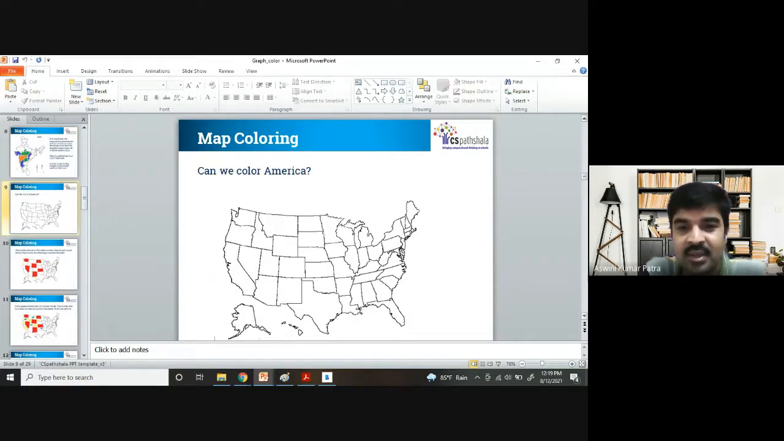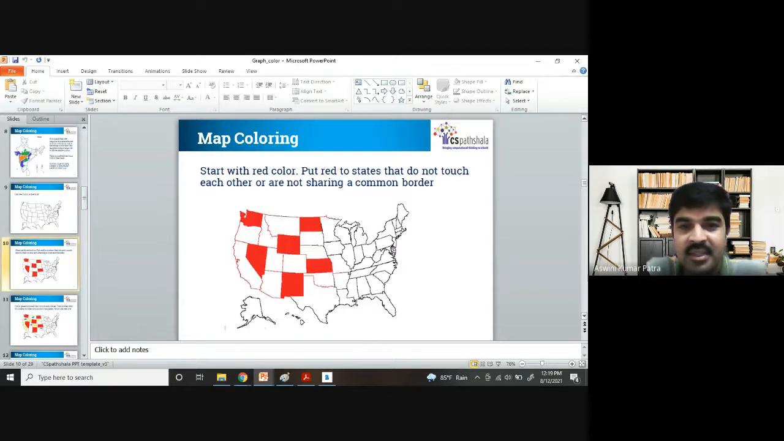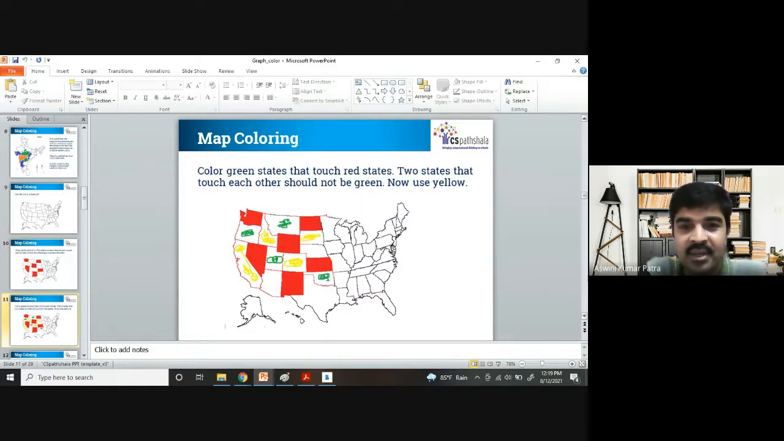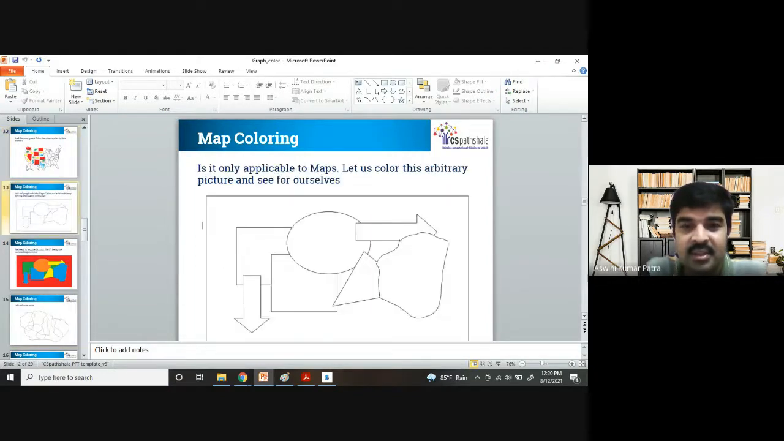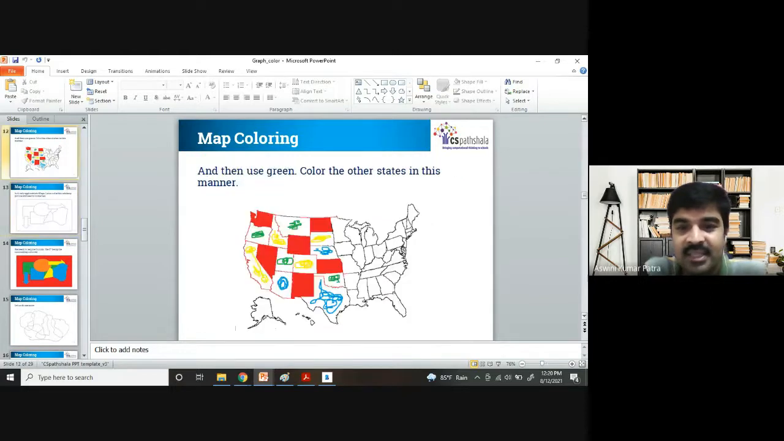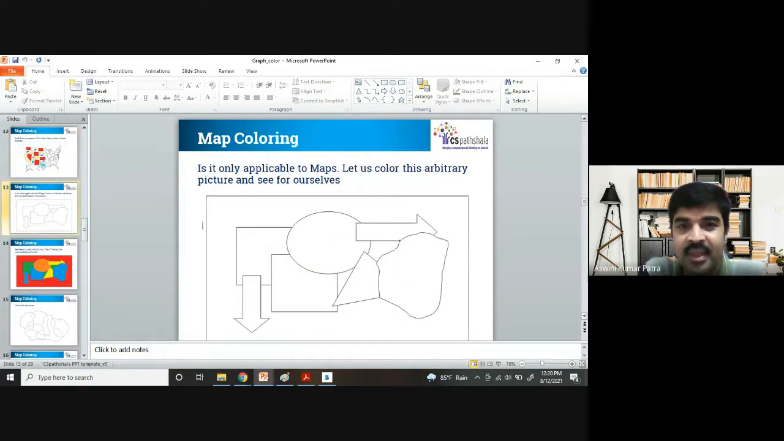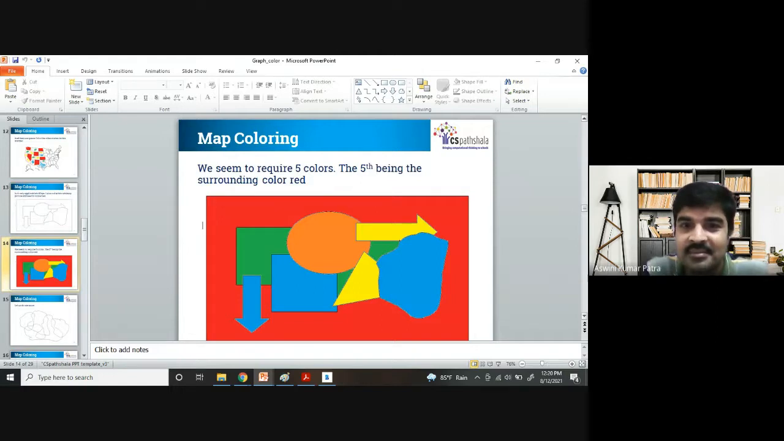Let's look at this figure. We tried with red. We tried with some different colors. Okay, that's an example. Now look here. Is it only applicable to maps? Let us color this arbitrary picture and see for ourselves. 5 colors. The fifth is the surrounding color, red.